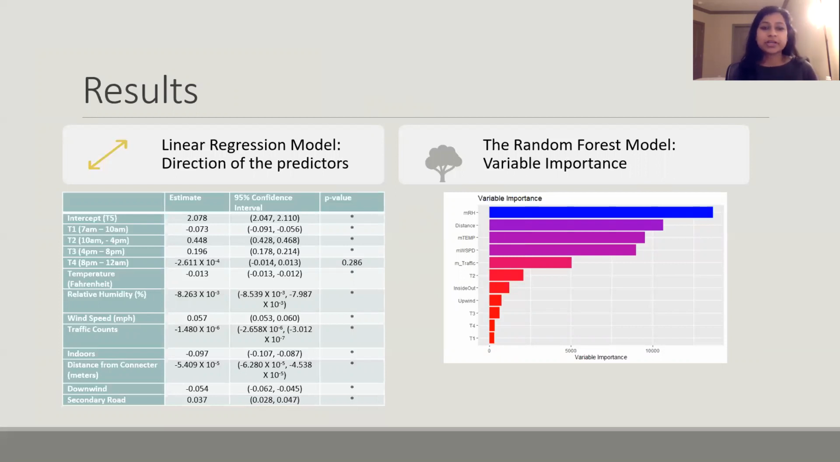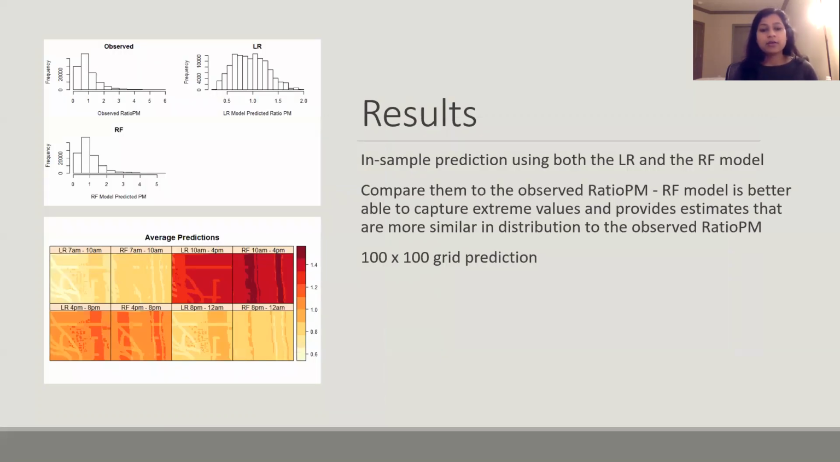We see from the chart here that the relative humidity appears to be the most important, followed by distance to highway. We also, using the models, predicted in-sample ratio PM and compared them to the observed ratio PM. The figure here shows that the random forest model is actually better able to capture extreme values and provides estimates that seem to be more similar in distribution to the observed ratio PM2.5.